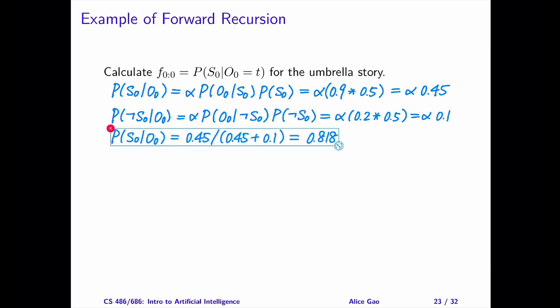The first probability is equal to the first value divided by the sum of the two values. The second probability is equal to 1 minus the first probability. I've highlighted the final answers.